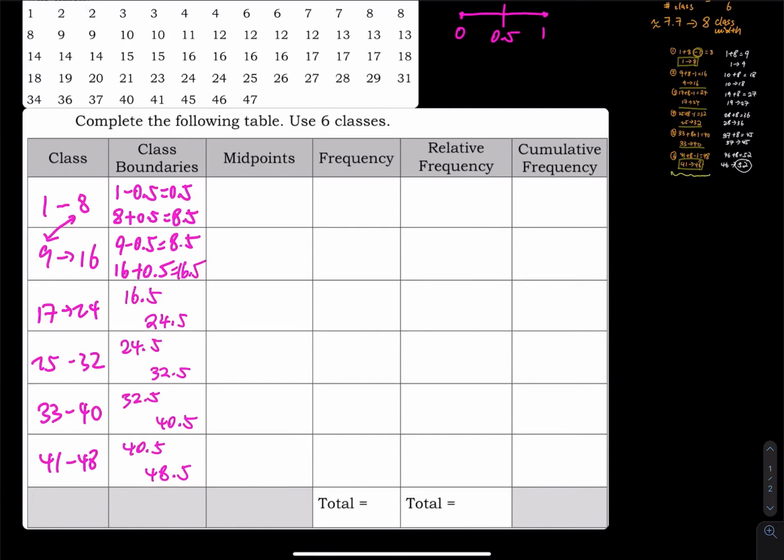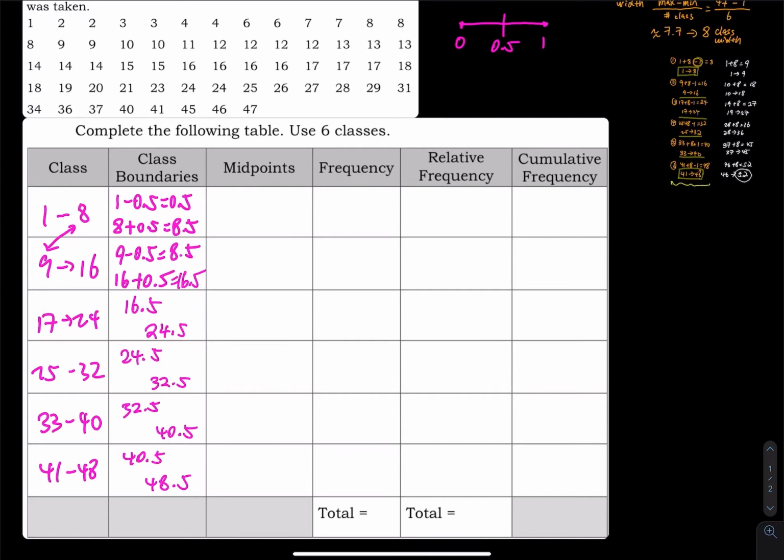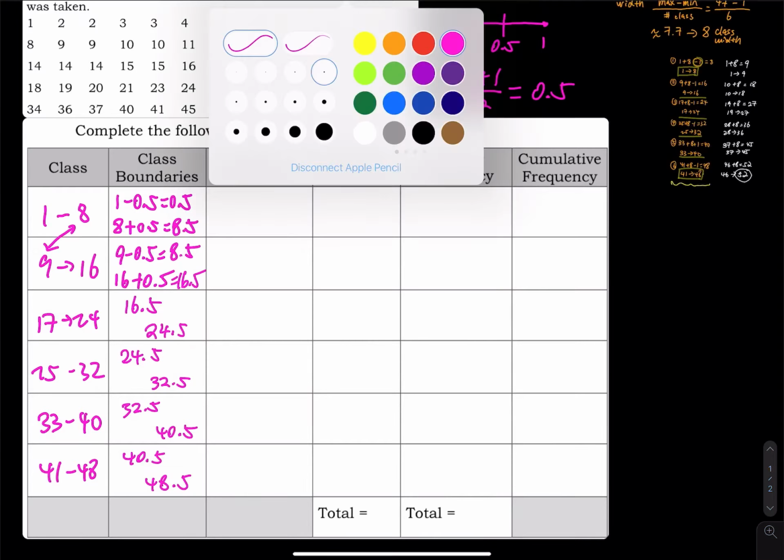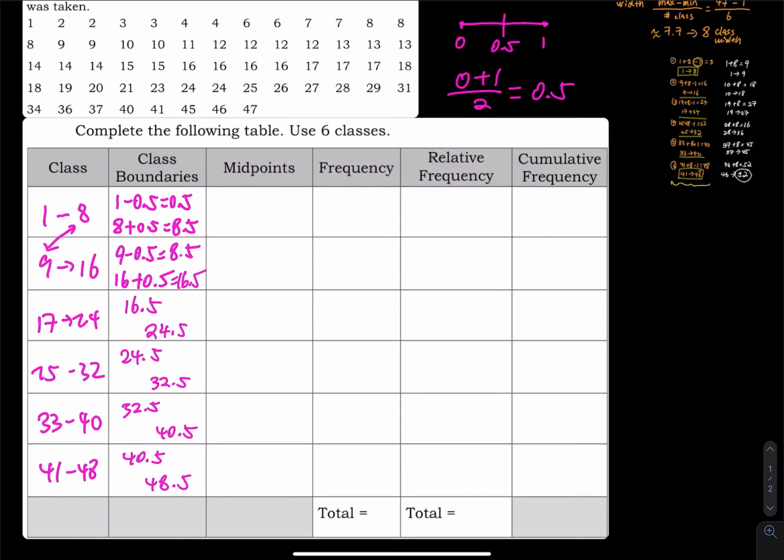Okay? So the midpoint. From 0 to 1, how do you find the middle between 0 and 1? You simply take 0 plus 1 divided by 2, right? So that equals 0.5. Same thing right here. Let's switch to another color. You take 1 plus 8 divided by 2, you get 4.5. I am looking for the middle of this class. And then 9 plus 16 divided by 2 equals 12.5. And then 17 plus 24 divided by 2 equals 20.5.